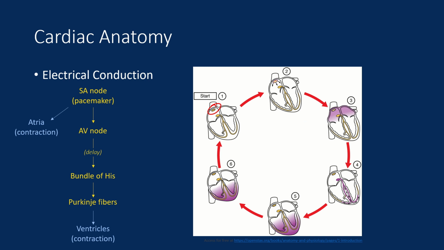So we see here in step 2, the SA node is depolarizing, sending its impulse outward to the atria, allowing for their contraction, and to the AV node. Now, an interesting thing happens at the AV node. There will be what's called a conduction delay. Now, this serves an important physiologic function.